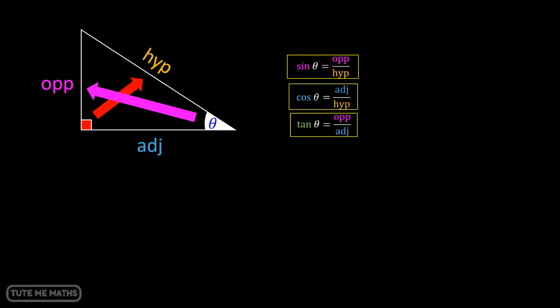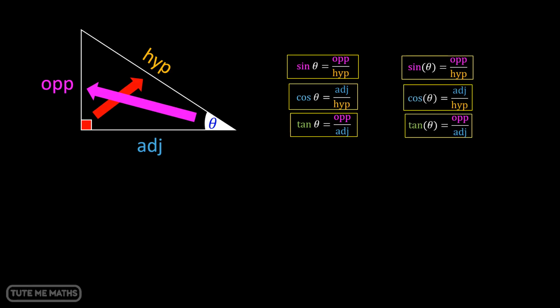Now we can summarize what we have learnt. You might even go as far as simply using h, o, and a. The sine ratio is the opposite side over the hypotenuse. The cosine ratio is the adjacent side over the hypotenuse. And the tangent ratio is the opposite side over the adjacent side. Be aware that it is also common to write the angles in parentheses, like this. Most calculators will do it this way.